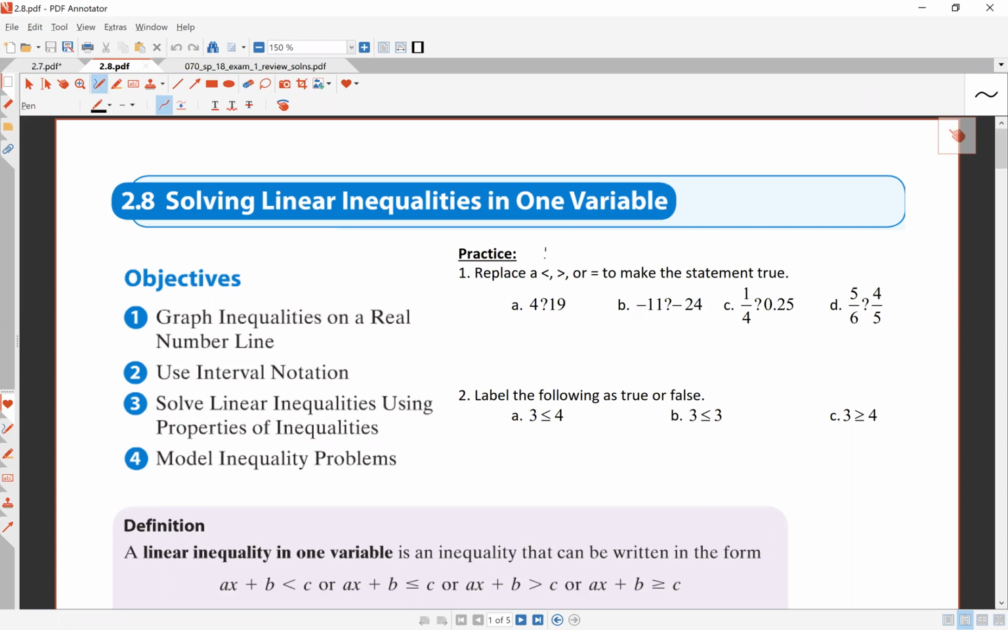The less than symbol says that if a number is to the left of another number on the number line, then we say that 3 is less than 5. So when we have 4 and 19, we know that 4 is to the left of 19 on the number line. So we would say that 4 is less than 19.